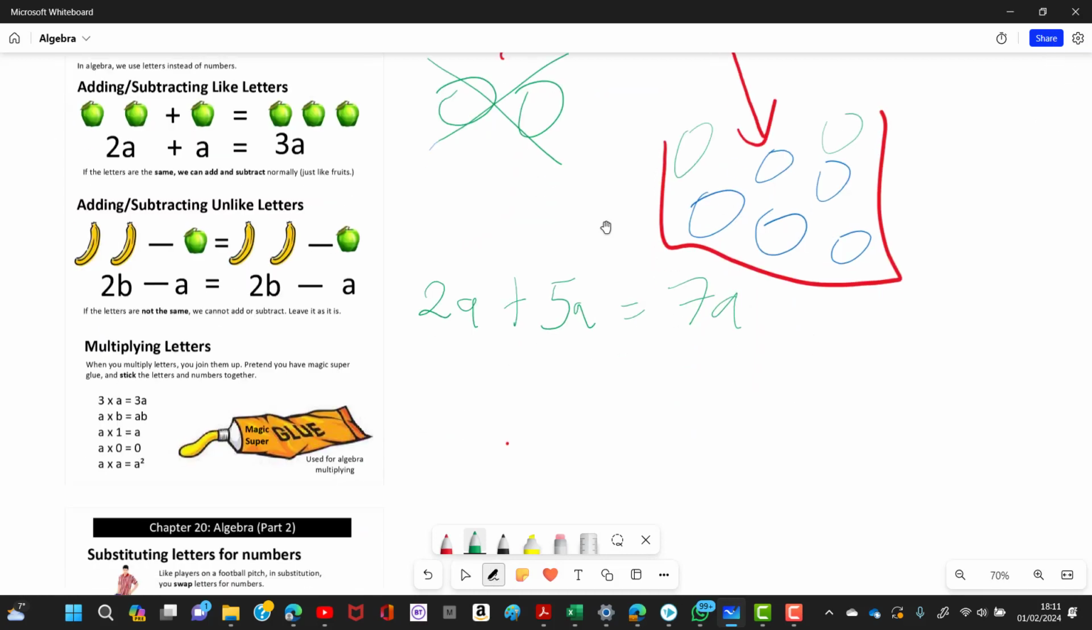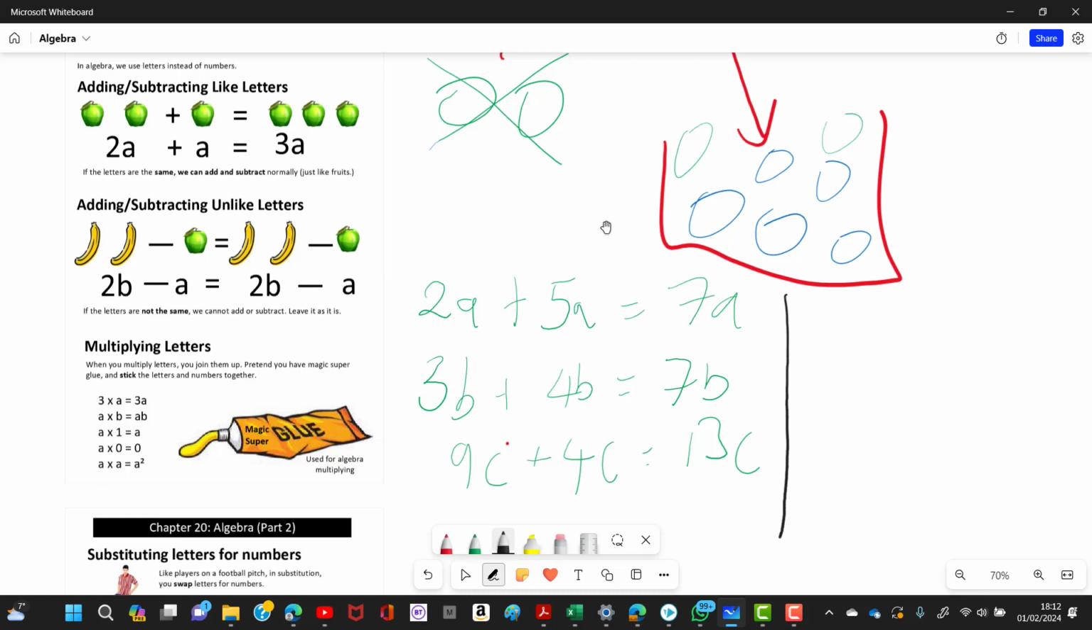We can do that with different letters. Imagine you've got bananas. 3 bananas plus 4 bananas. How many bananas do you have? 7 bananas. But instead of bananas, we say it's B. 3B plus 4B is 7B. Let's do 9C plus 4C is 13C. Notice you're going to have to write the letters as well.